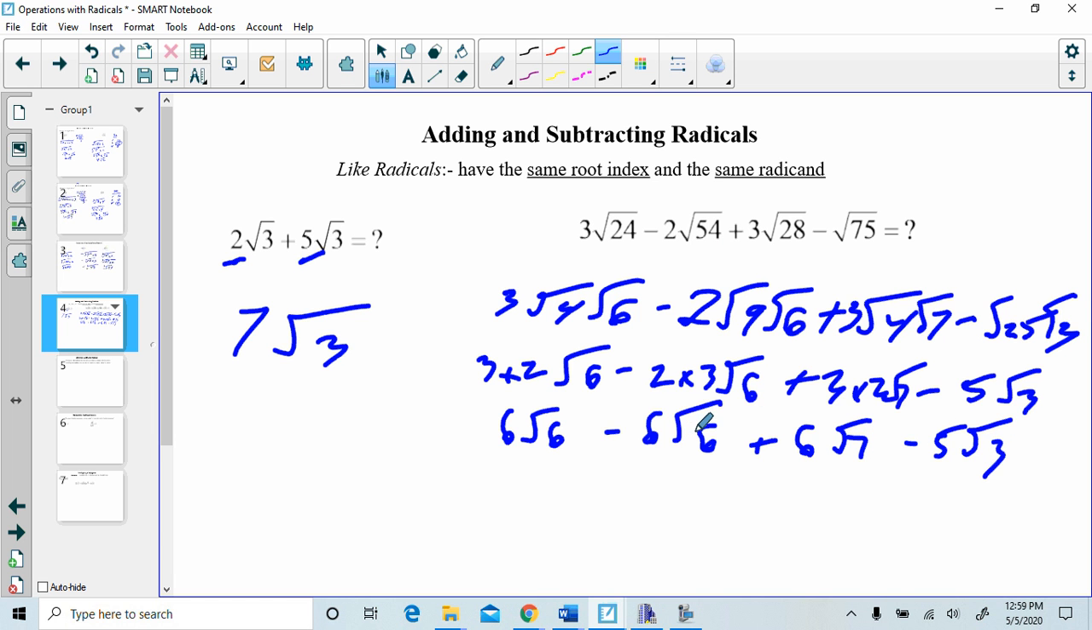Okay, and then we combine any like terms that we have here. So we'll just take a quick look and see what are we dealing with. Okay, well, this is a positive 6 root 6. This is a negative 6 root 6. So these form 0 pairs. So all you're left with is 6 root 7 minus 5 root 3. We don't add or subtract these. They don't have the same radicand. They do have the same index of root 2, but the 3 and the 7 are different radicands, so we don't combine those.